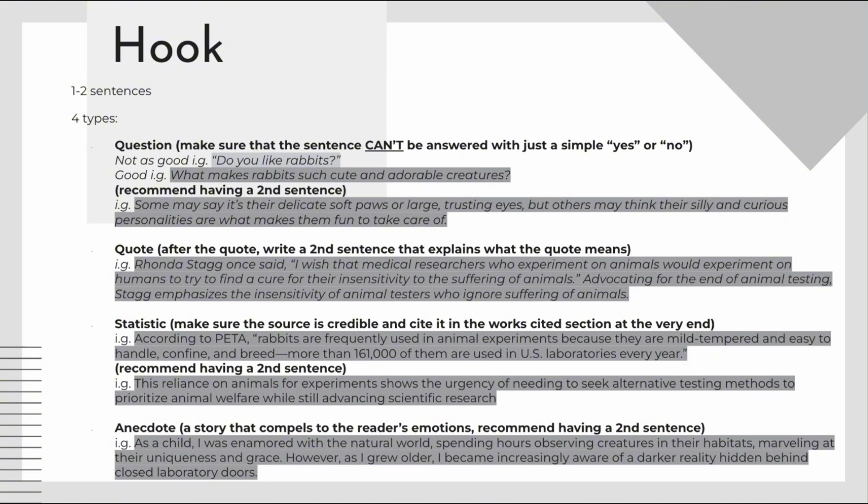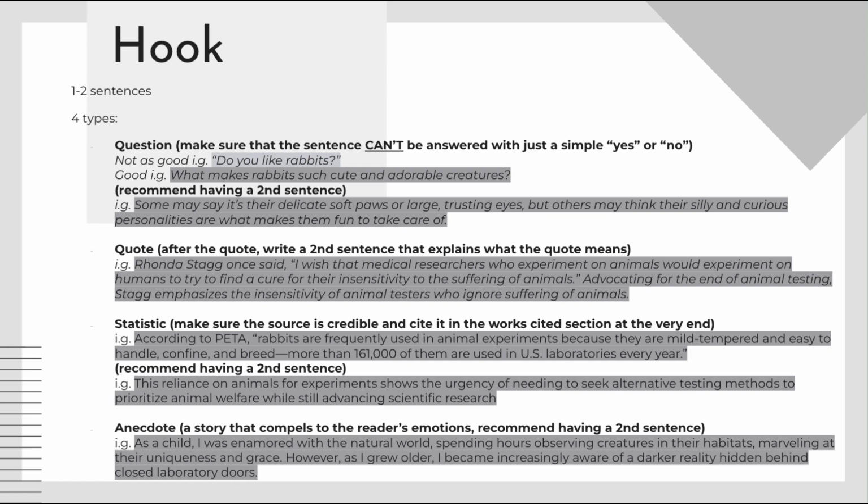Now, let's move on to the statistic hook. In the statistic hook, you have to make sure that the source for the statistic is credible, and you must cite it in the works cited section at the very end. For example, according to PETA, rabbits are frequently used in animal experiments because they are mild-tempered and easy to handle, confine, and breed. More than 161,000 of them are used in U.S. laboratories every year. For this hook, I would also recommend having a second sentence.